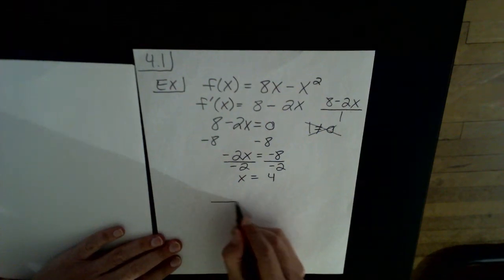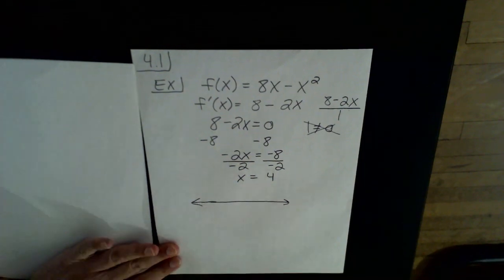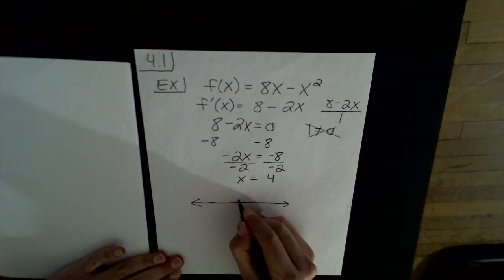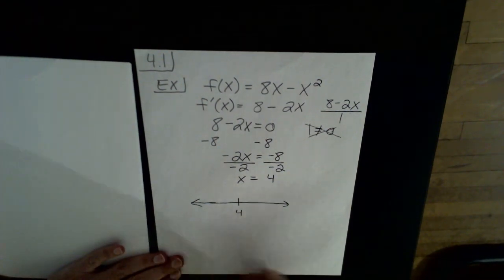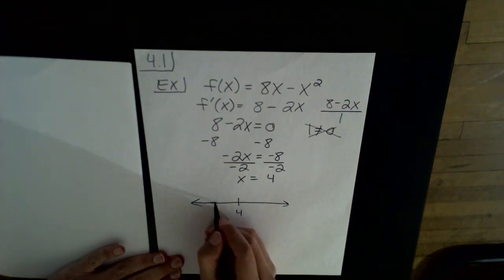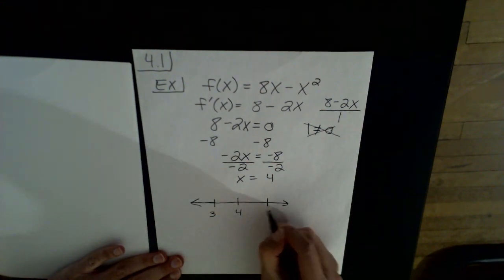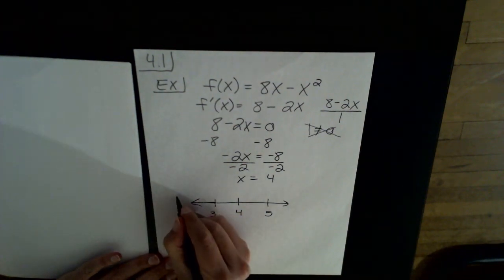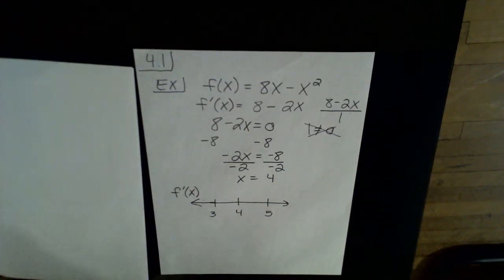So we can do this two ways. The first is by making a number line. The second is by making a table. So I'll go ahead and start this example with the number line. We are testing around x equals 4, which means testing a value to the left of it, we can pick 3. To the right of it, we can pick 5, and we're testing these values again in our derivative f prime of x.